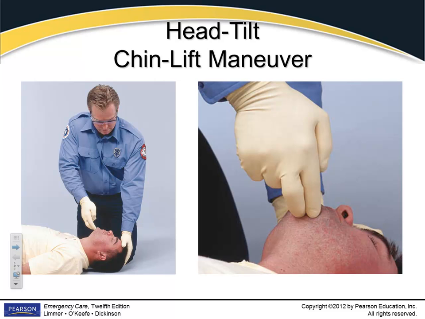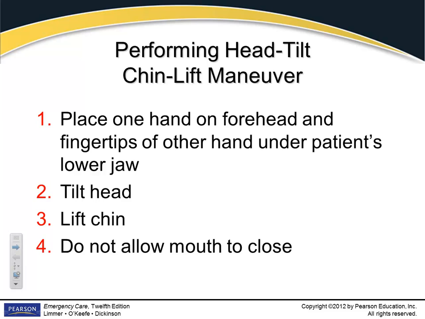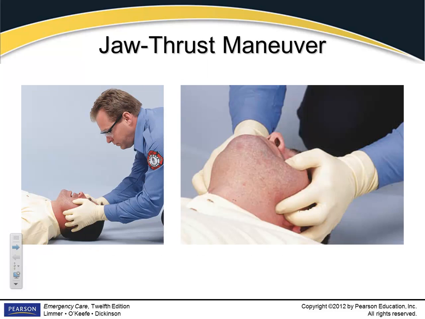It's great. Head tilt, chin lift. Now notice the fingers are on the bony part of the chin, not under the soft part. That's not good. Make sure you grab them on the bony part of the chin. Most of your pressure is going to be on the forehead when you're opening that airway. Place one hand on the forehead, fingertips of the other hand under the patient's jaw, tilt the head, lift the chin. If you need to, use your thumb to open the mouth up, because they're going to be breathing through that most commonly. Adults are more mouth breathers, while our children are more nose breathers.